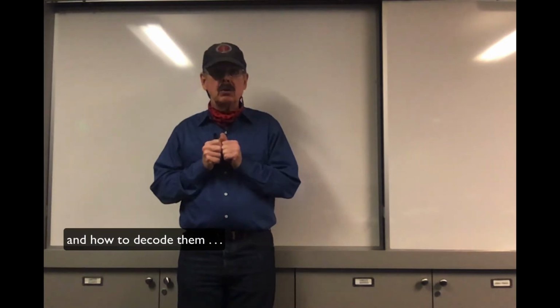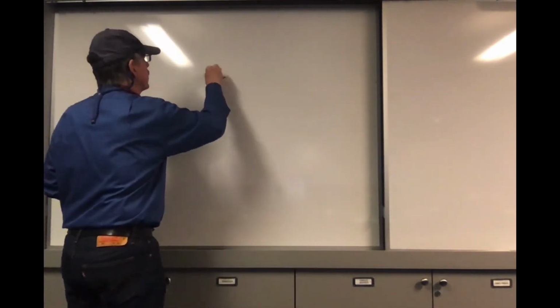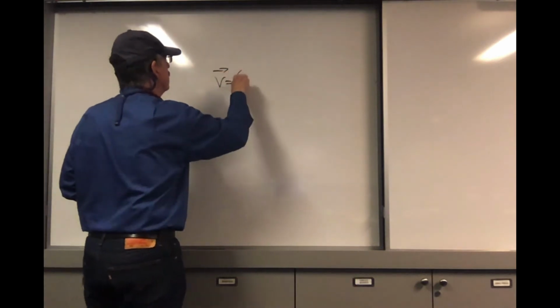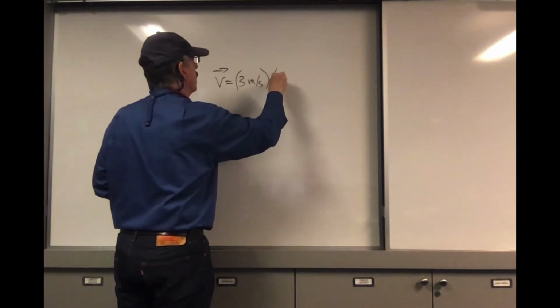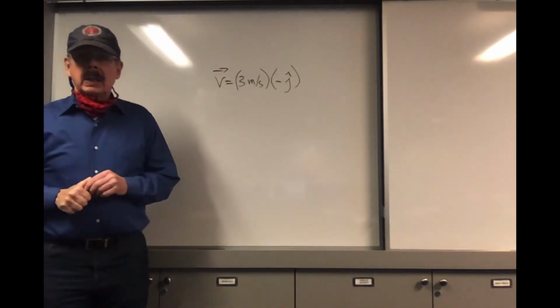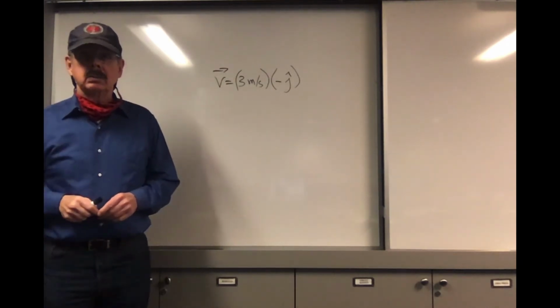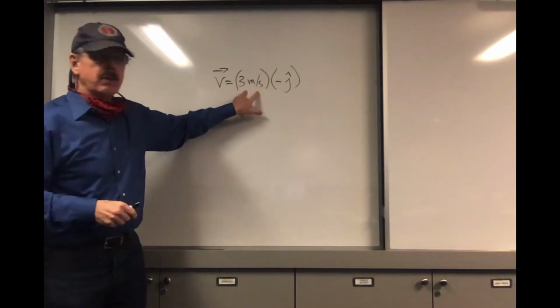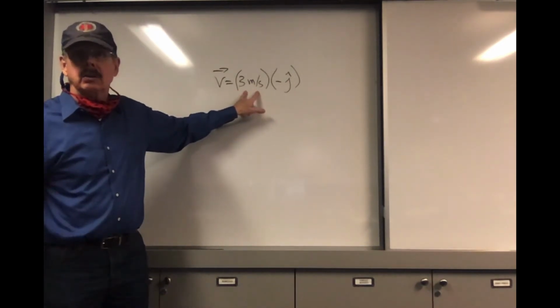So I tell you that there is a body whose velocity vector looks like this. When you see something like this, you know how to decode it. You know this information is telling you the rate at which the body is traveling, the magnitude of the velocity.